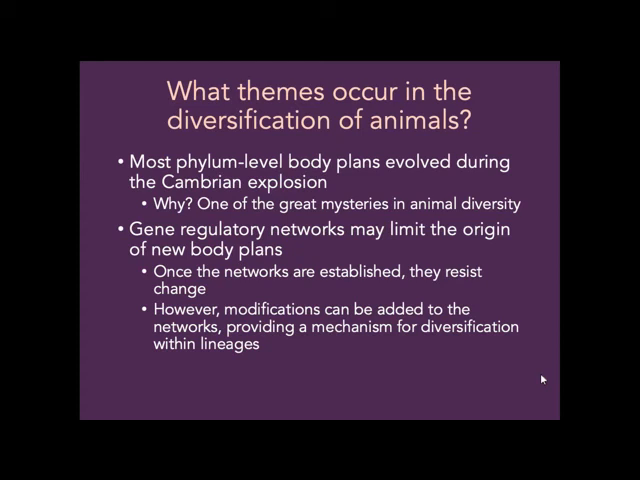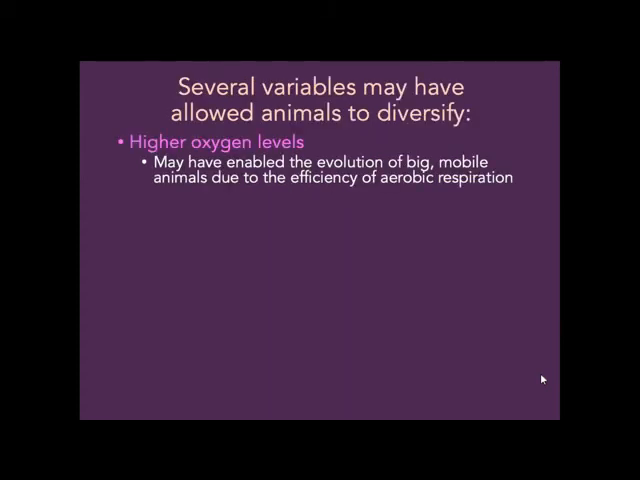All right, I think I mentioned this already in a lecture a little while ago, but remember we talked about those non-mutually exclusive hypotheses for why animals were able to diversify in the Cambrian explosion. Just to remind you, one of the hypotheses was that because the oxygen levels were higher on Earth at that time, that might have allowed animals to become larger and more mobile because they had more efficient aerobic respiration.